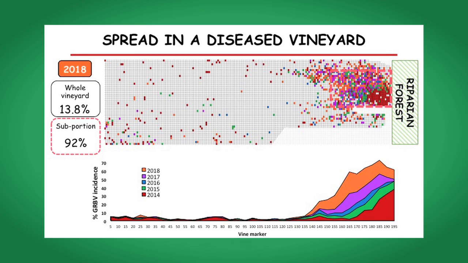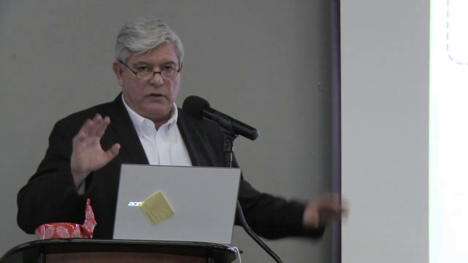So I mapped that vineyard. Each cell represents a single vine. Red is symptomatic, so diseased with red blotch, and white blank is asymptomatic. And we monitored this vineyard with the students in the lab over 5 years.